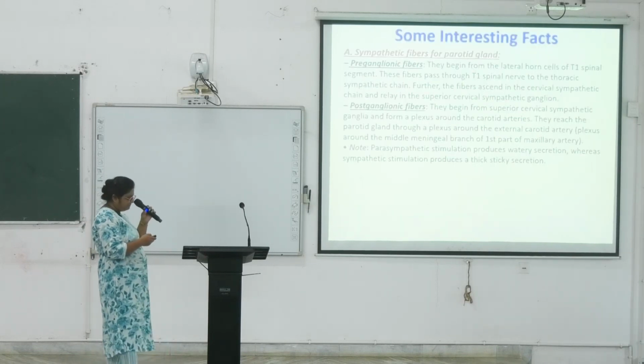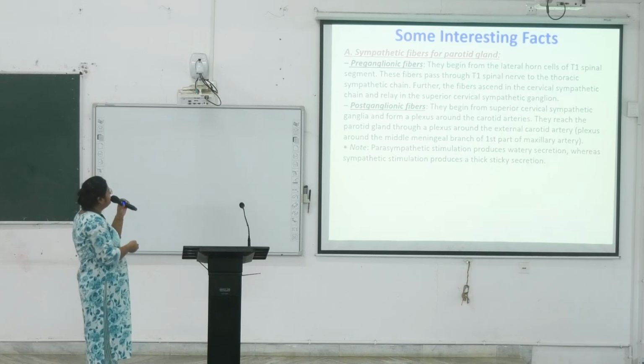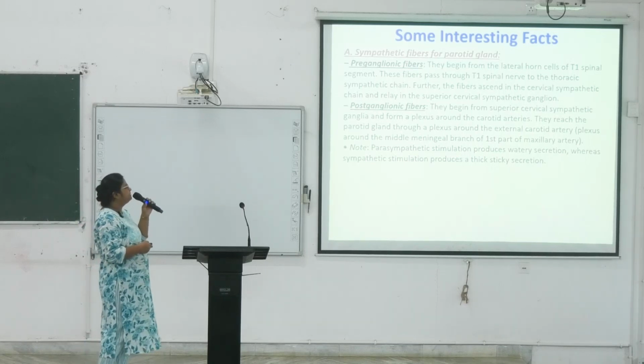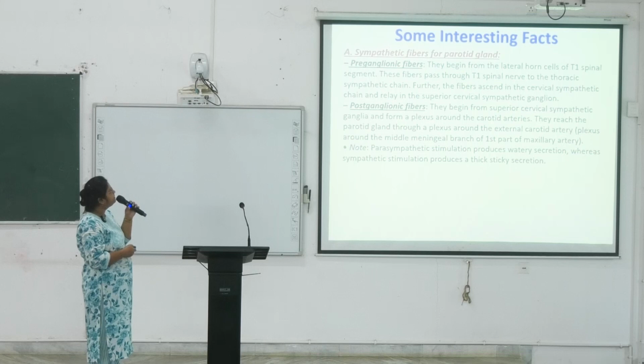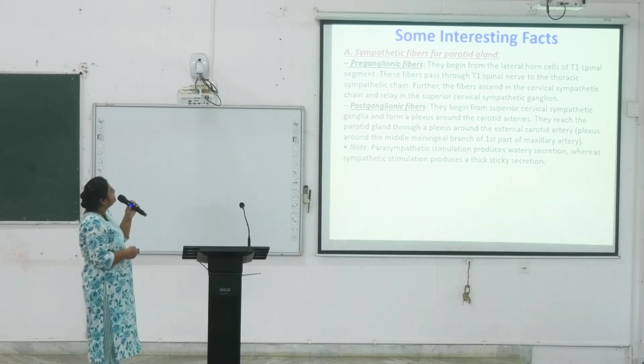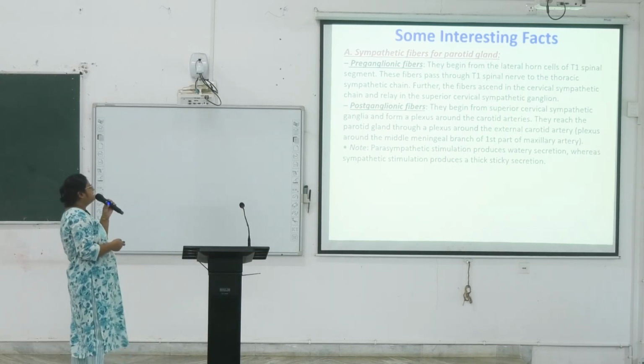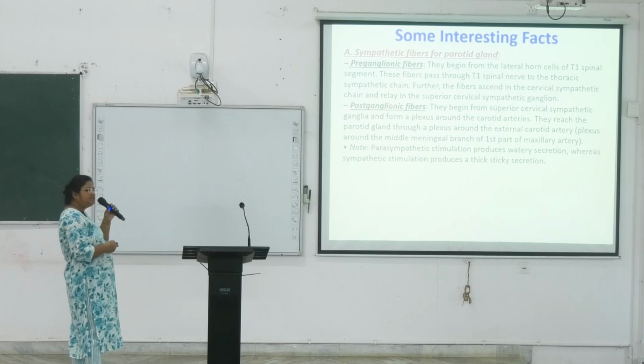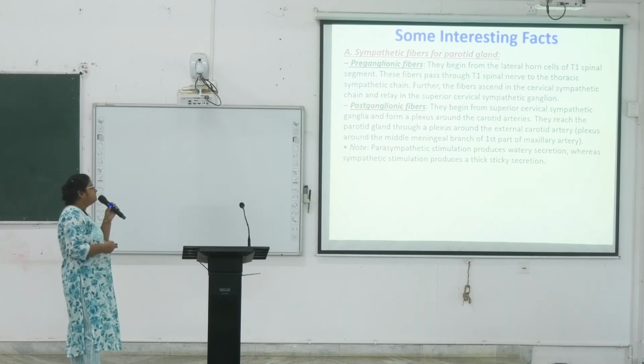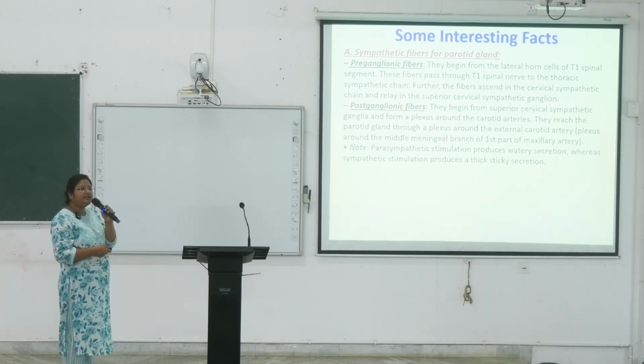See here, sympathetic fibers for the parotid gland. Preganglionic fibers begin from the lateral horn cells of the T1 spinal segment, and these fibers pass through the T1 spinal nerve to the thoracic sympathetic chain. Further, the fibers ascend in the cervical sympathetic chain and then relay in the superior cervical sympathetic ganglion.